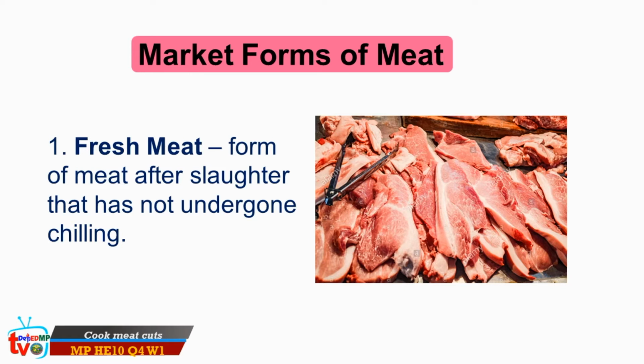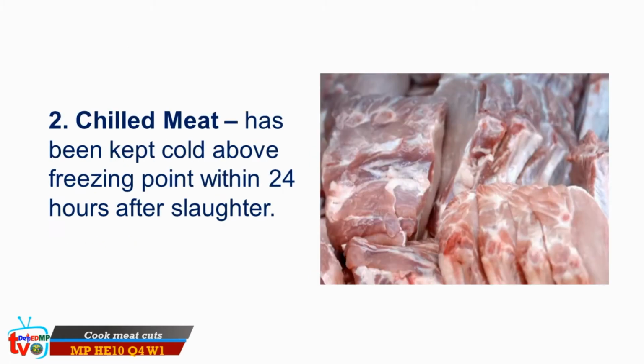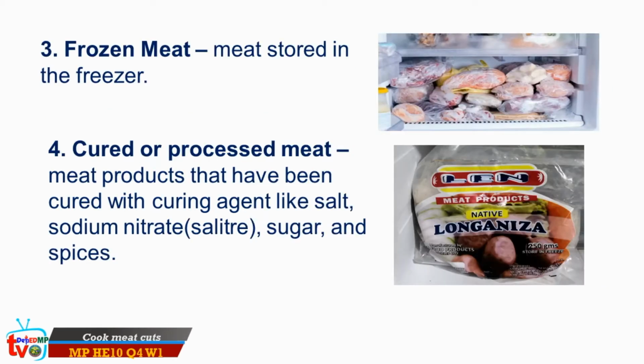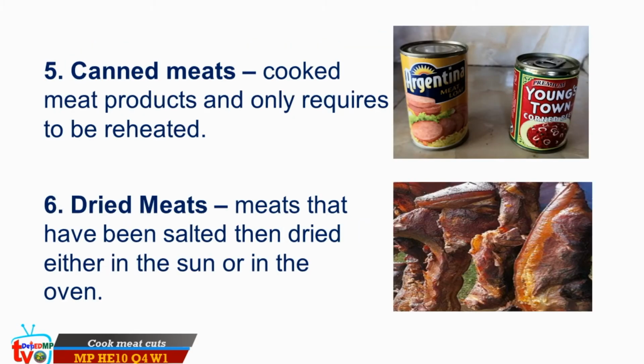First, fresh meat. These are forms of meat after slaughter that has not undergone chilling. Second, chilled meat. This has been kept cold above freezing point within 24 hours after slaughter. Third, frozen meat. These are meat stored in the freezer. Fourth, cured or processed meat. These are meat products that have been cured with curing agent like salt, sodium nitrate, sugar, and spices. And fifth, canned meats. These are cooked meat products and only requires to be reheated.